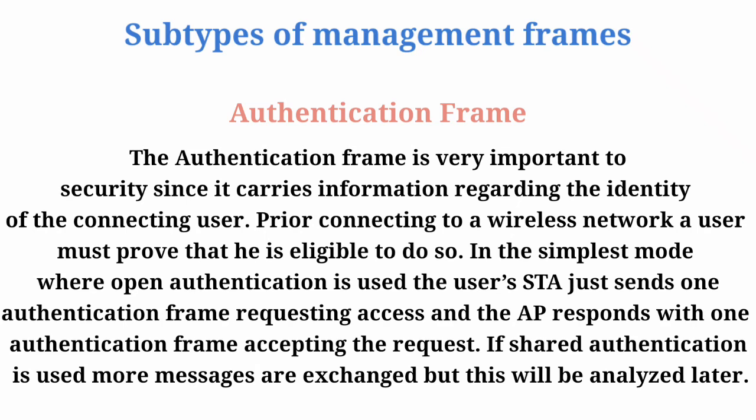The authentication frame is very important to security since it carries information regarding the identity of the connecting user. Prior to connecting to a wireless network, a user must prove that he is eligible to do so. In the simplest mode, where open authentication is used, the user's STA just sends one authentication frame requesting access and the AP responds with one authentication frame accepting the request. If shared authentication is used, more messages are exchanged, but this will be analyzed later.